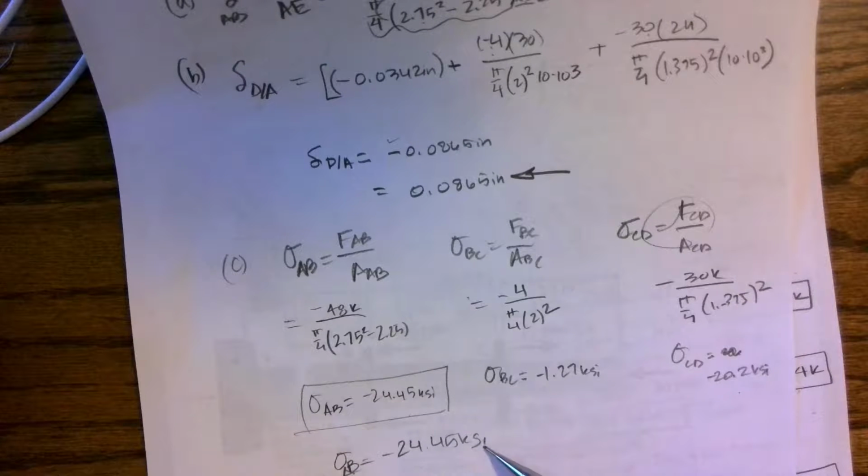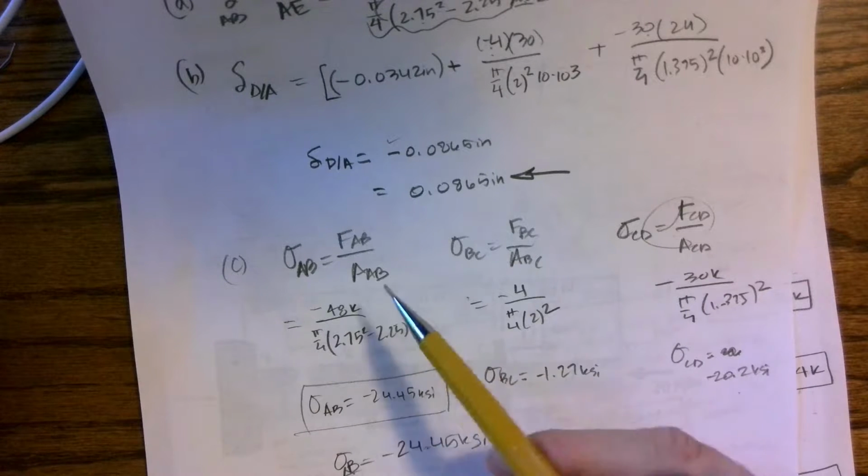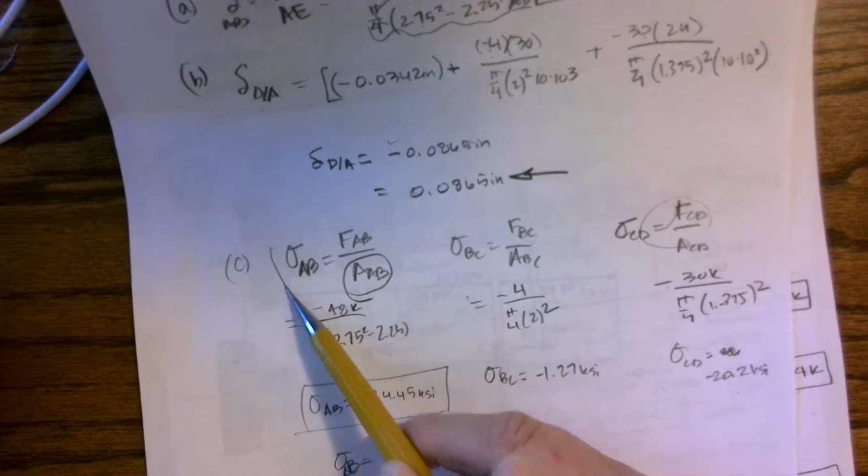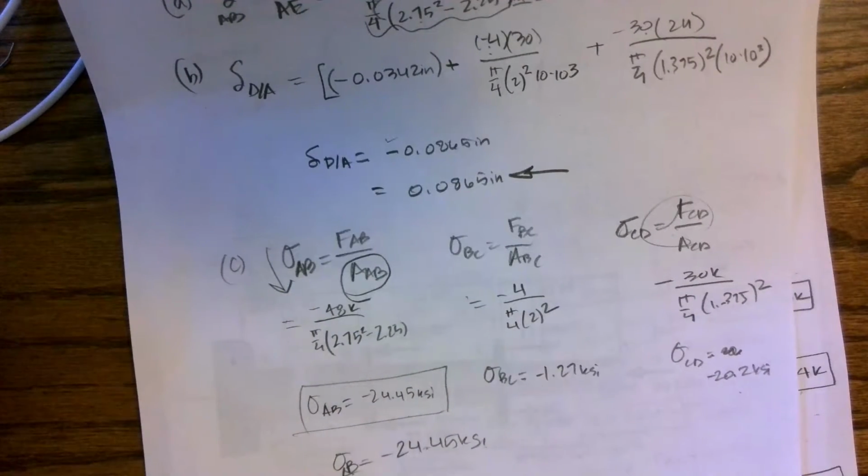How could I reduce this? What if that was beyond yielding? That was greater than the yield value that I'm allowed for that material. I could increase the cross-sectional area. If I increased the area, my stress would go down. Okay?